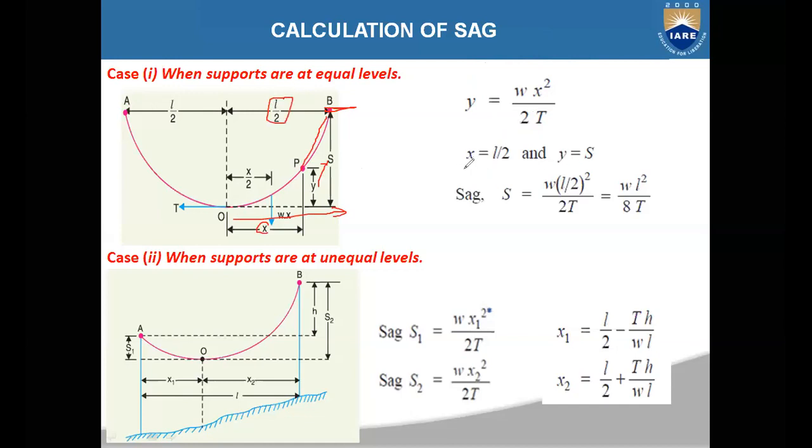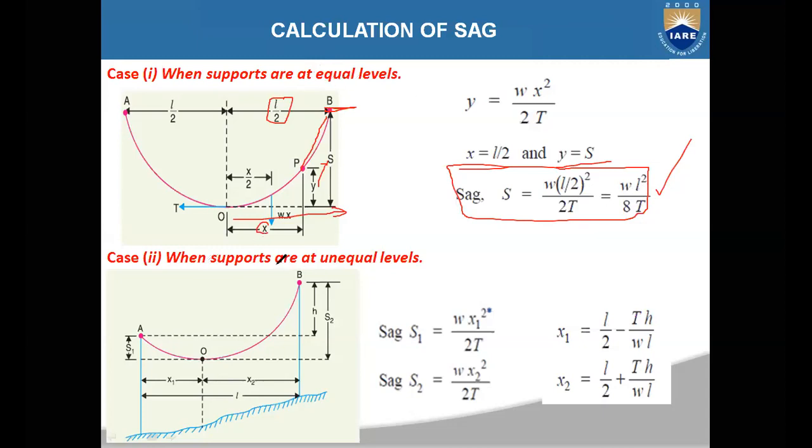So if you substitute x is equal to L by 2 and y is equal to S, the sag for an overhead transmission line, when the supports are at equal levels, will be equal to WL squared by 8T. You have to remember this formula. Sag is equal to WL squared by 8T for the towers which are at equal levels.